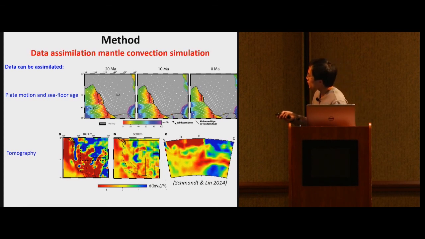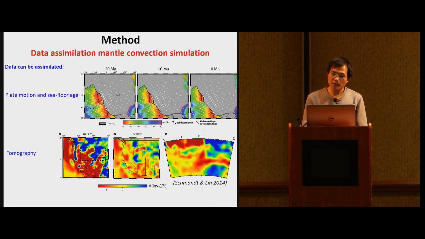Again, this reddish part represents the traditional view of a plume. This blue to yellowish part means the cold downgoing plate. And as you can see, the downgoing plate blocks the plume from reaching the surface.